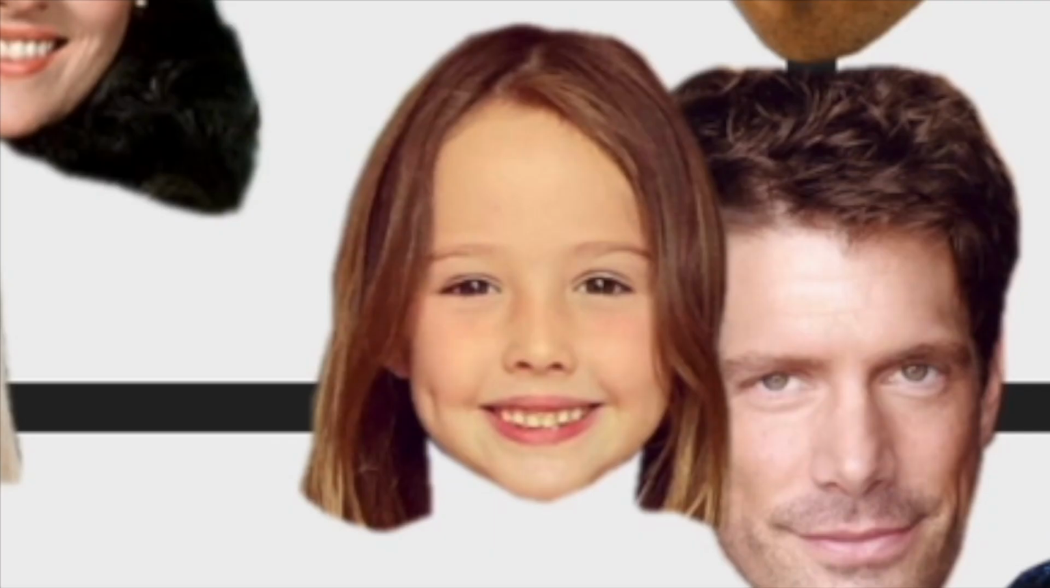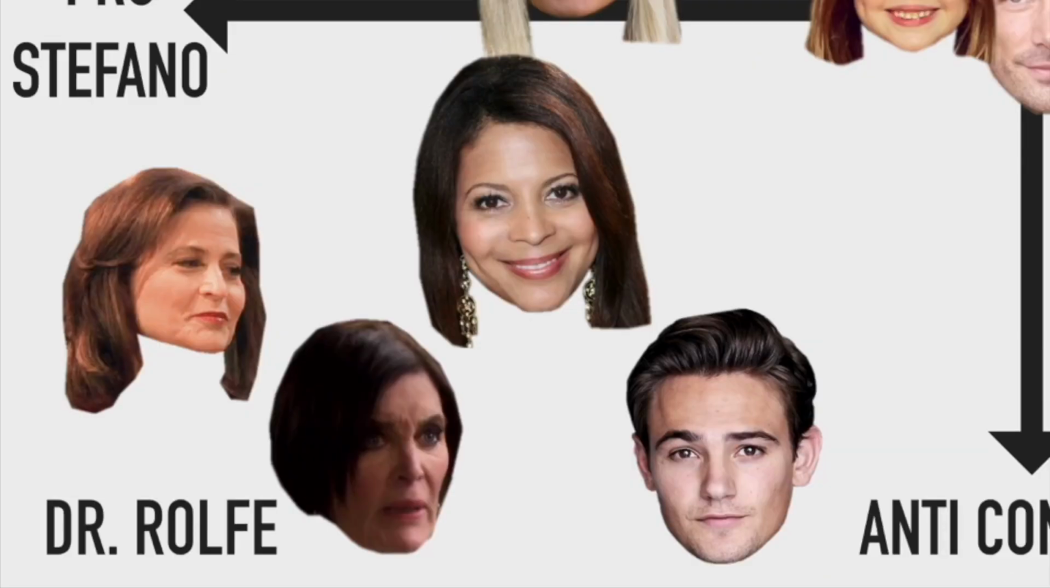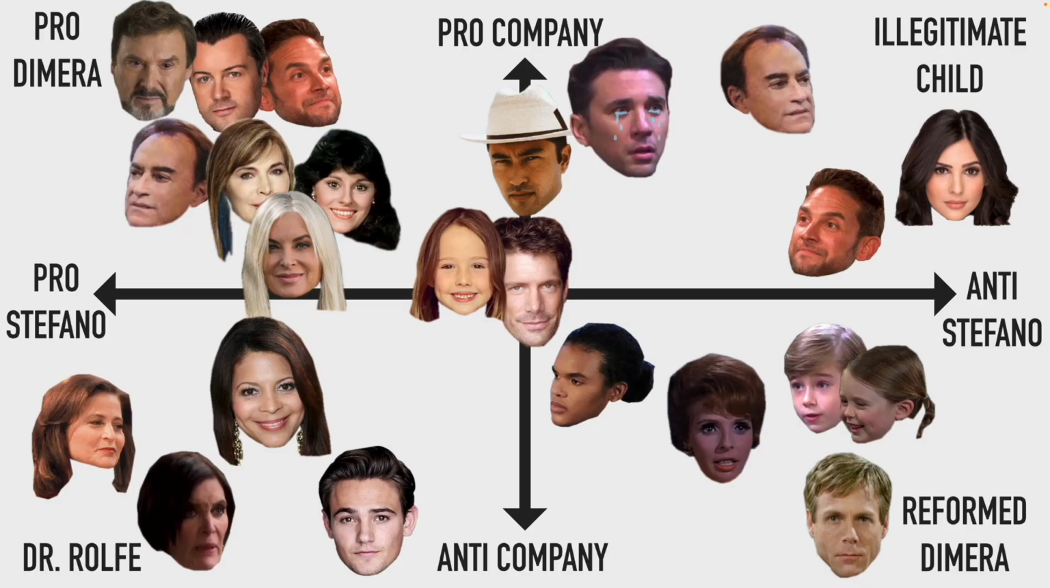Somehow we have Rachel in the number 8 spot? She is Kristen all the way. She's very mean. The bottom left, we have Dr. Rolf. And I didn't put Dr. Rolf on here, because he's not technically a Dimera, even though he's an honorary Dimera, I guess. But anyway, if you're pro Stefano and you're anti-company, then you're basically Dr. Rolf, and that's why he represents the bottom left quadrant.